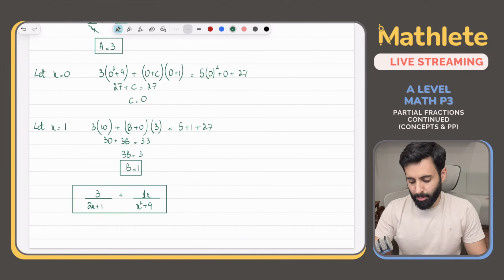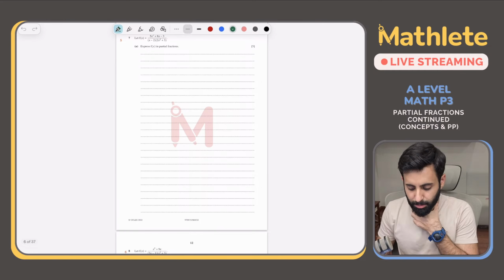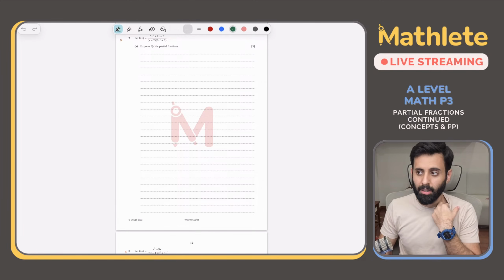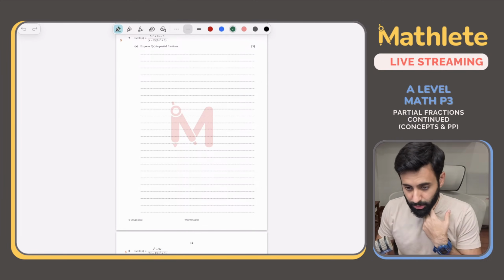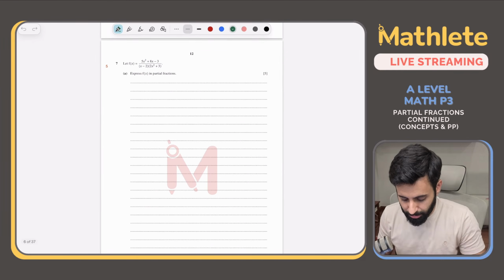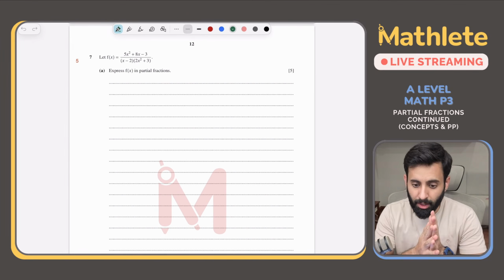Okay, now normally when there's a question related to partial fractions, there's a follow-up question which is usually related to binomial. So after this chapter, inshallah, we're going to do binomial next. So you learn how to do that.